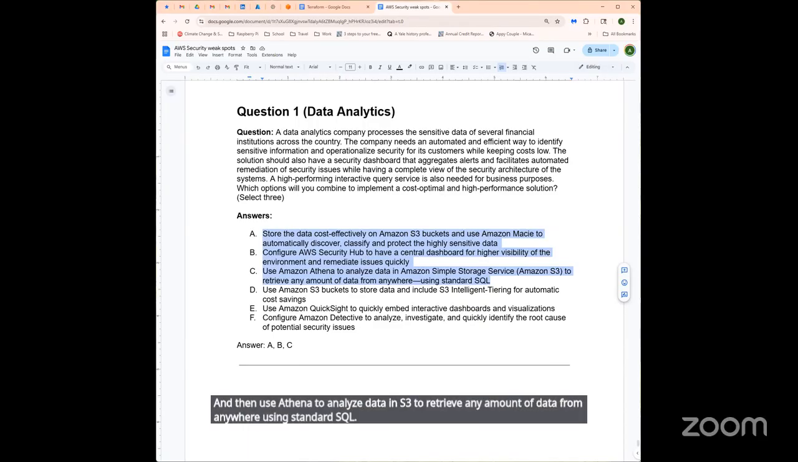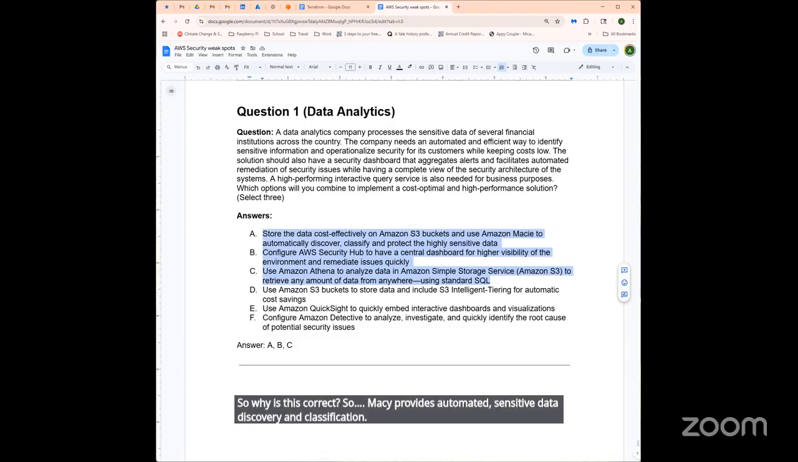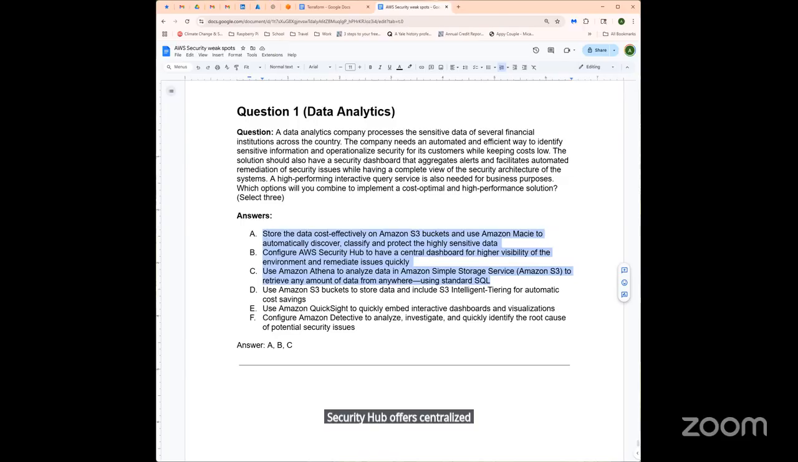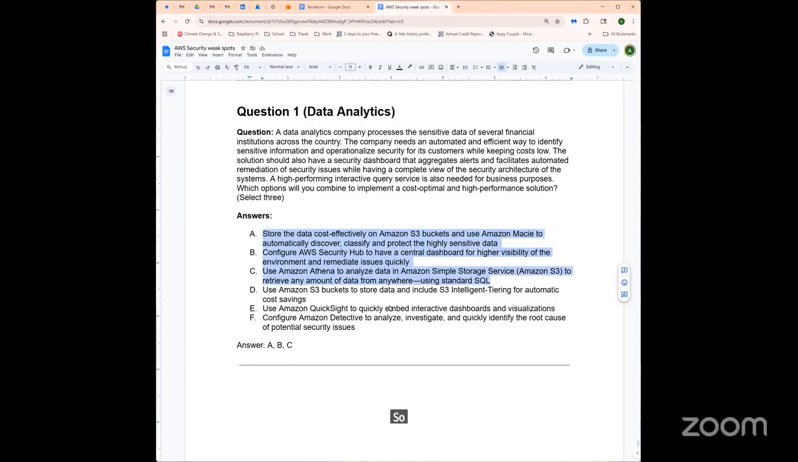So that is correct. Macie provides automated sensitive data discovery and classification. Security Hub offers centralized security dashboarding and remediation capabilities. And then Athena provides high-performance interactive querying of S3 data using SQL. So why are the other ones incorrect?